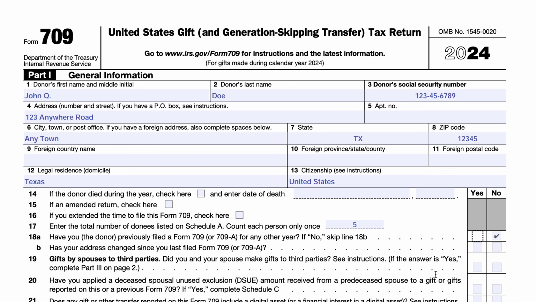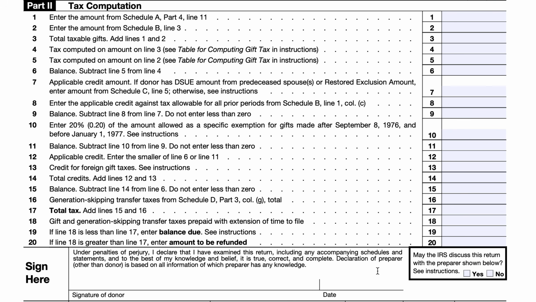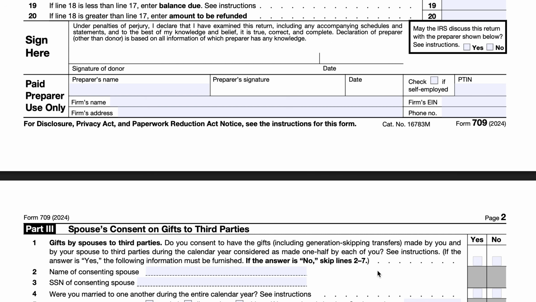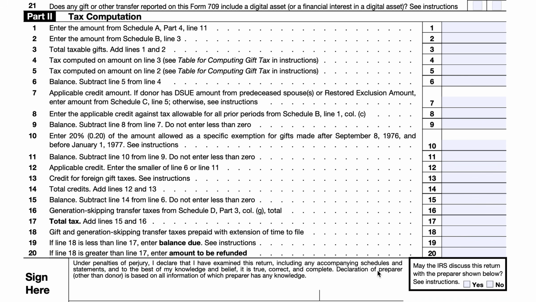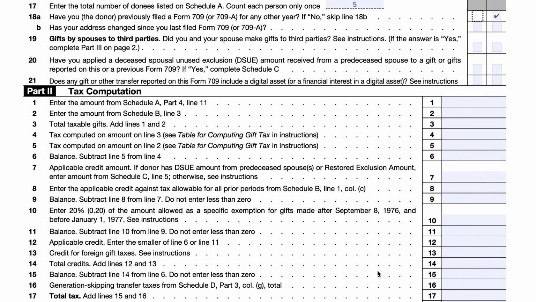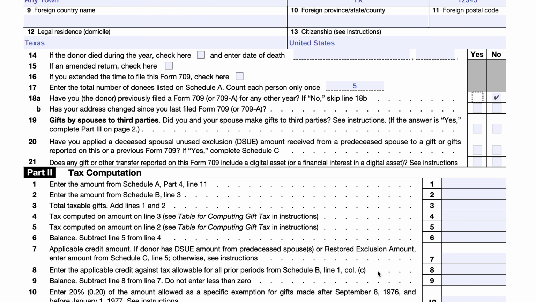If you and your spouse made gifts to third parties, then you would complete part 3. So this is where we start talking about the concept of gift splitting. In 2024, the annual gift tax exclusion amount was $18,000. For 2025, I think it's $19,000. We're going to use the 2024 numbers.